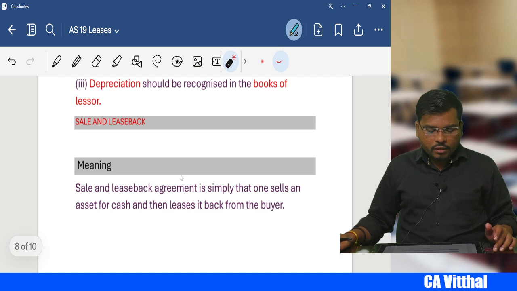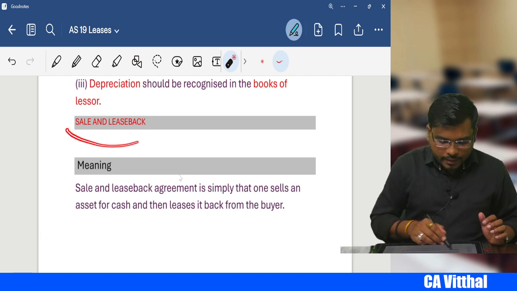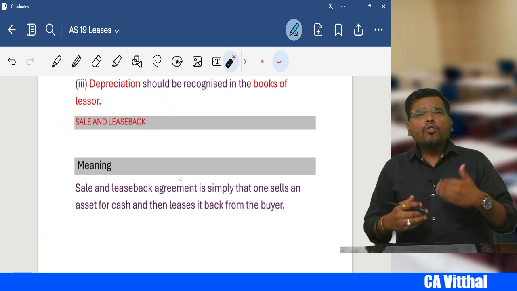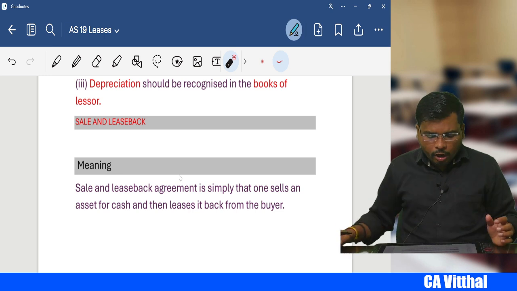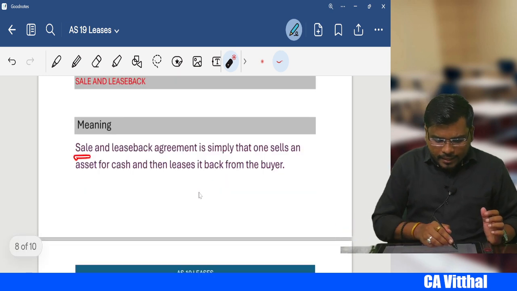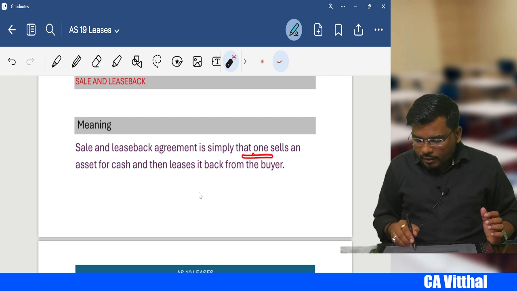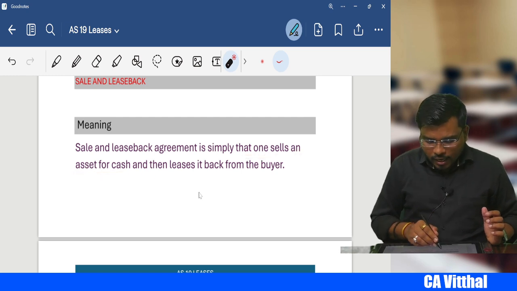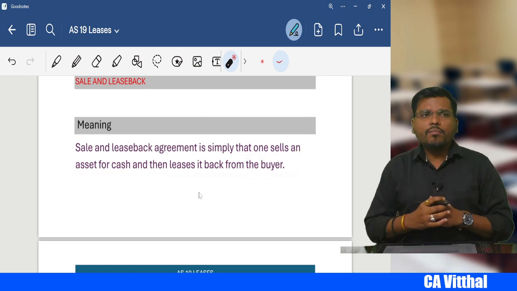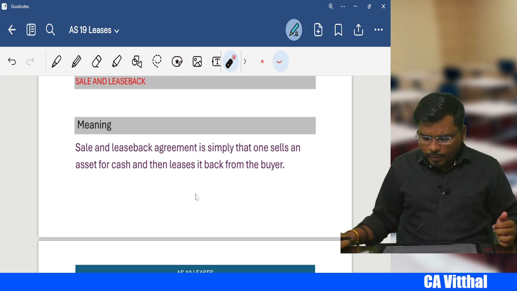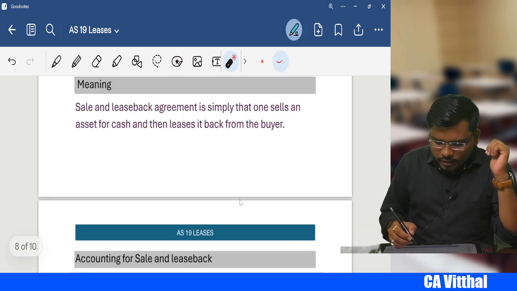Next, my dear student, it is the last concept, that is sales and leaseback. What do you mean by sales and leaseback, sir? What is the meaning of sales and leaseback? Sales and leaseback is an agreement that one sells an asset for cash and then leases it back from the buyer. That means, let's take an example. There are two persons.